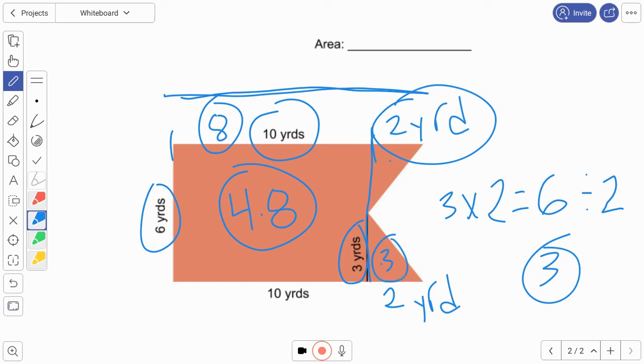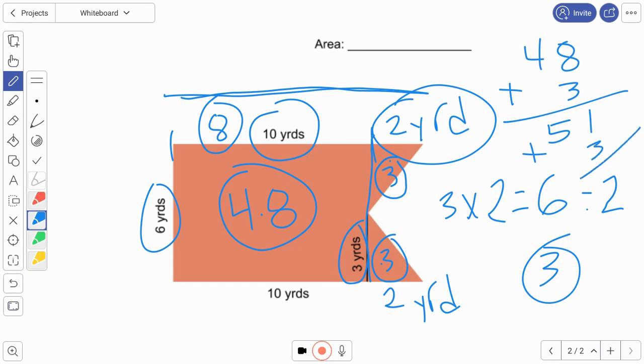The top triangle is the exact same triangle. It's just flipped. So I know that that is 3 as well. So to get my total answer, I take 48 plus 3 gets me 51. Adding on another 3 gets me 54. Check my label. We're working in yards. It is area, so it has to be squared. So it's 54 yards squared.